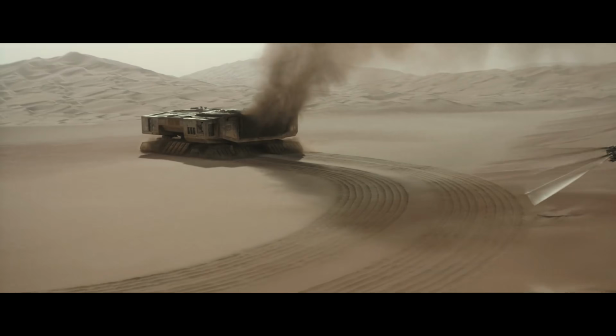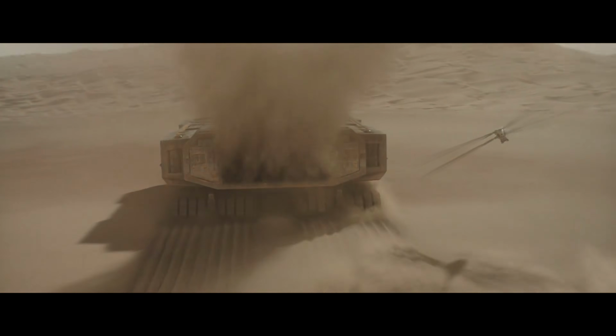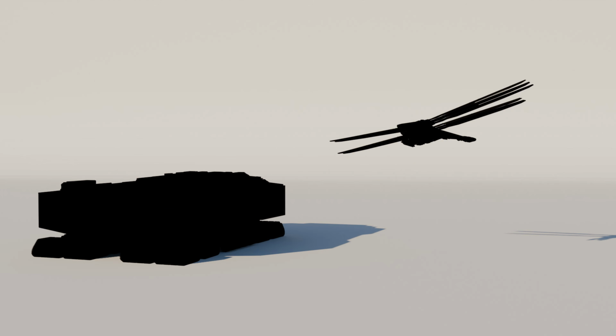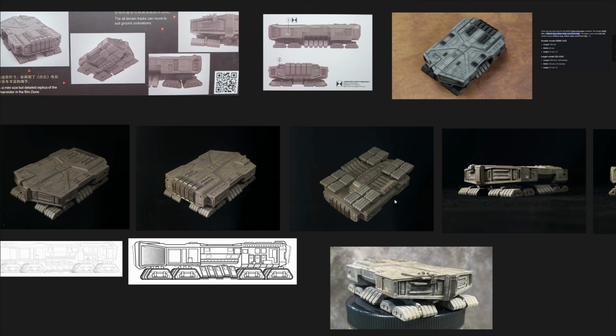I was so excited to recreate Dune that I started with one of the most complex scenes: an Ornithopter flying around a Spice Harvester with a lot of dust, smoke and sand. So the first step is to model all the vehicles. I started by gathering some references for the Spice Harvester.